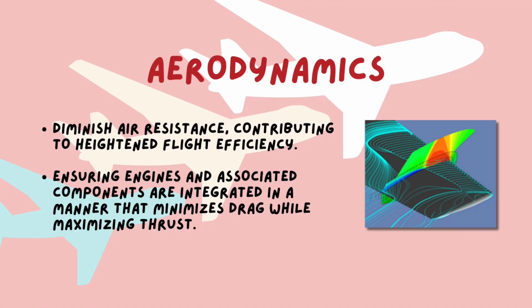There are seven parts to study about wing design. The first part is aerodynamics. Aerodynamics diminishes air resistance, contributing to heightened flight efficiency, and also ensures engines and associated components are integrated in a manner that minimizes drag while maximizing thrust. Like you can see in the picture, the use of computational fluid dynamics (CFD) simulation, as demonstrated with the Boeing 787 Dreamliner, plays a crucial role in honing wing design, minimizing drag, and maximizing lift for improved fuel efficiency.